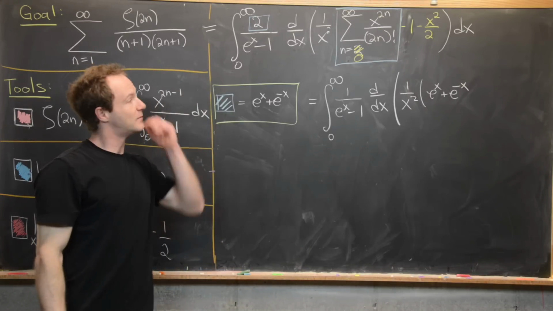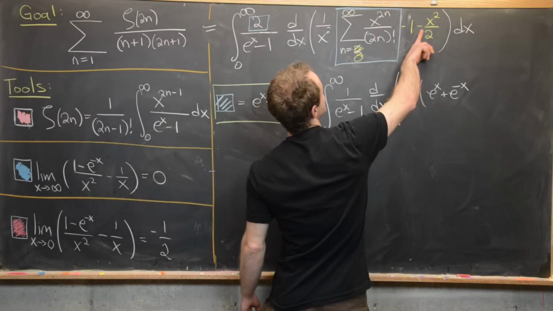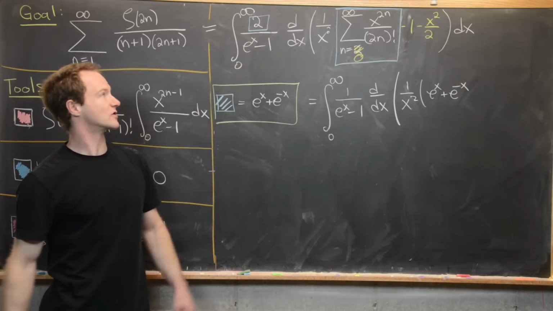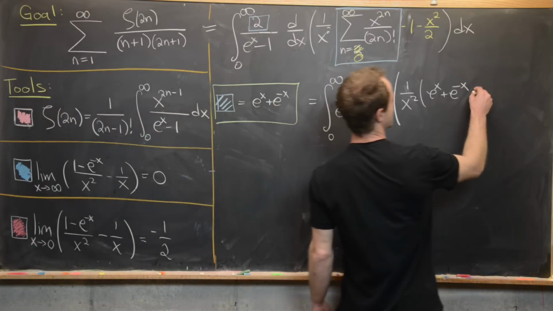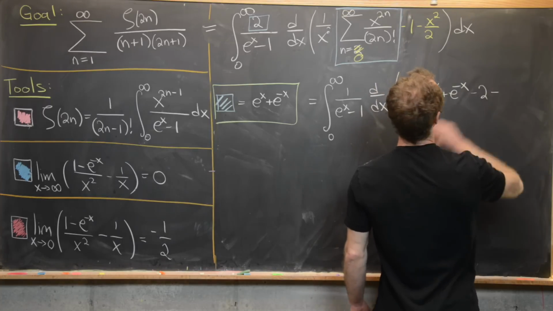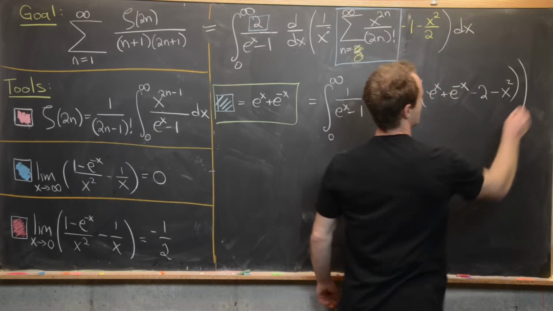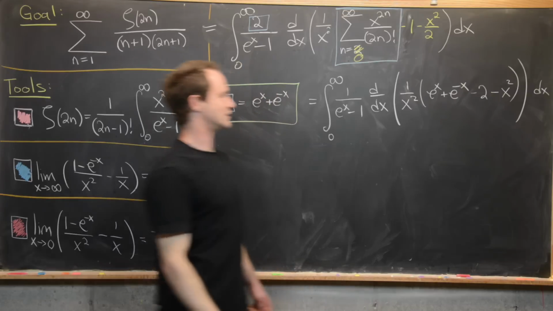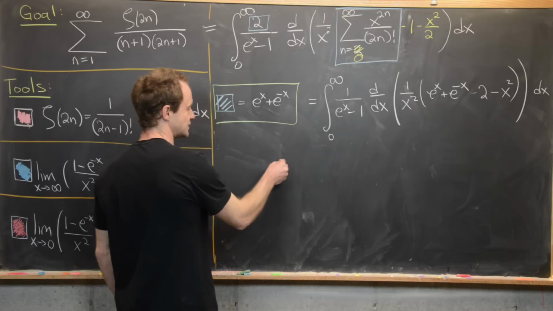Okay, good. But then notice also I have this -1 and this minus x squared over 2, but those are also being multiplied by 2. So that's going to give me a -2 here and a minus x squared here. And then I have dx all on the outside. Okay, great. So now let's go ahead and simplify this as much as we can.